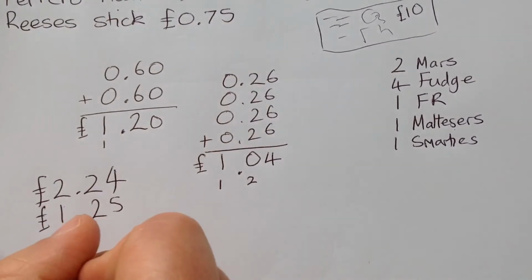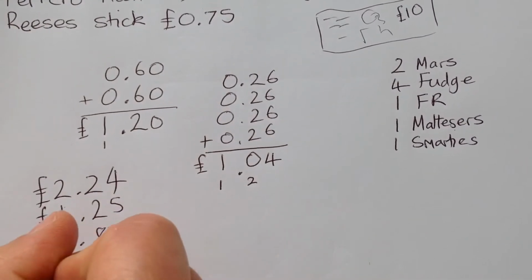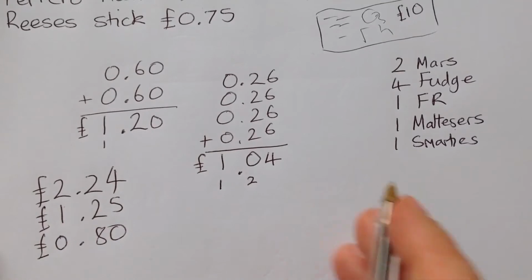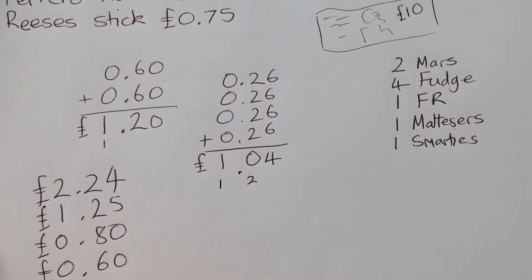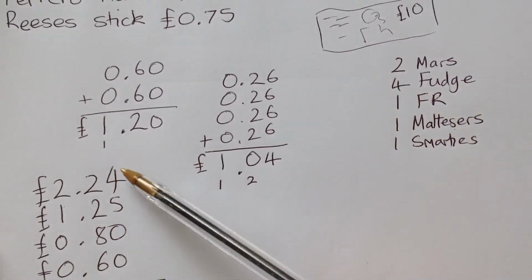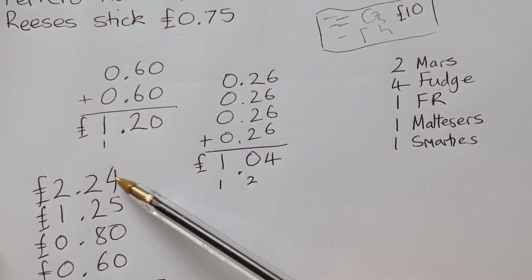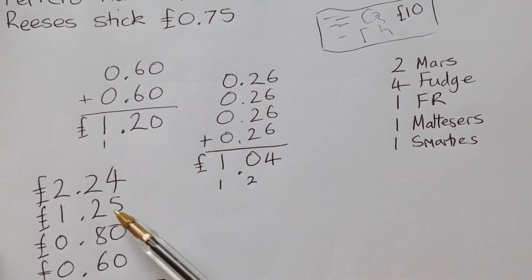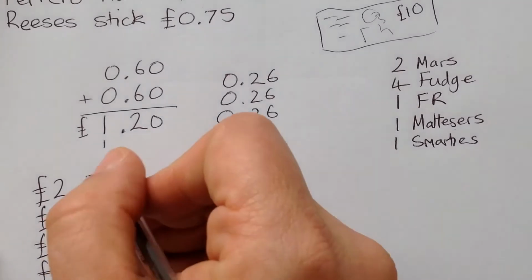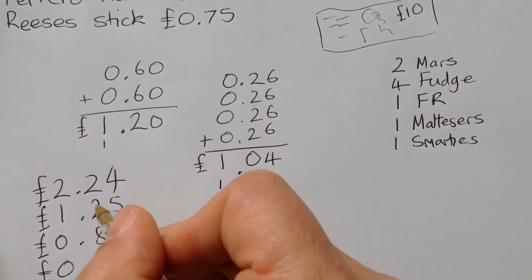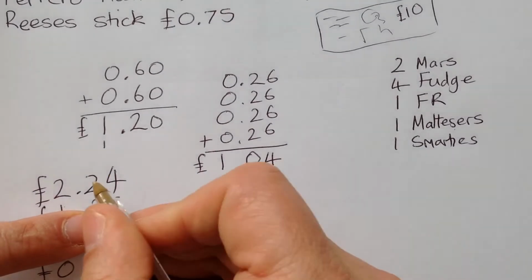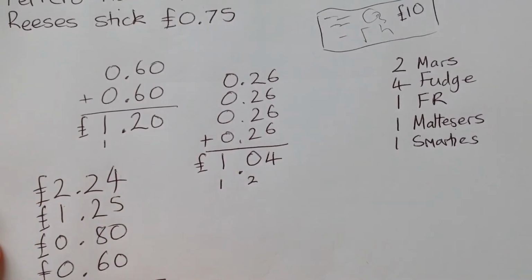My Maltesers are 0.80, 80 pence. No pounds and 80p. And my Smarties are no pounds and 60p. And I'm going to add these all up. So I've got my 2 Mars and 4 fudge bars already all in here. I've got my 1 Ferrero Rocher, my 1 Maltesers and my 1 Smarties. 5 plus 4 is 9. 8 plus 2 is 10. Plus 6 is 16, plus 2 is 18. Carry the 1 and put my decimal point in.